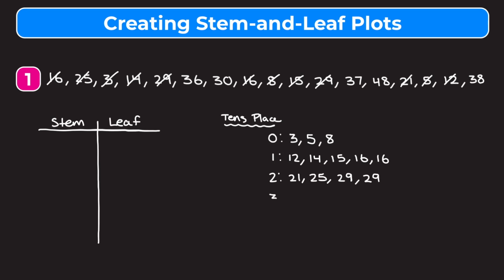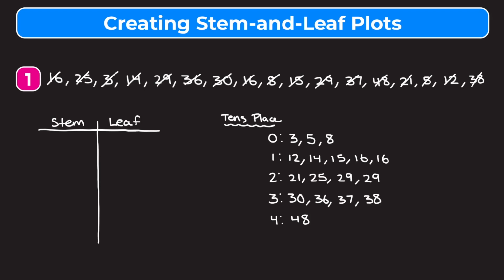So now we're going to do tens places of 3, so all the 30s. So we've got a 30, a 36, a 37, and a 38. And finally, we only have one number left, and it's a 48. So the tens place is a 4. So we're going to cross it out and write 48.